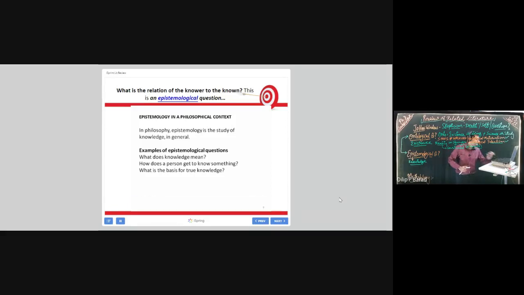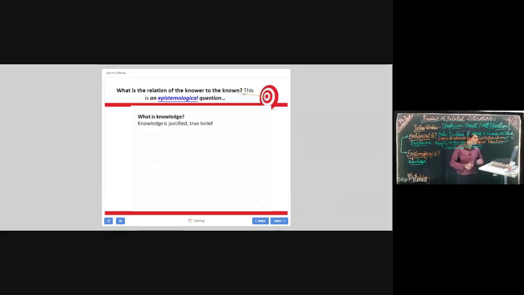What does knowledge mean, and how does a person get to know something, and what is the basis for true knowledge? What is knowledge? Some say it's justified true belief. It means that a person must be able to justify the claim, and the claim itself must be true, and the person must also actually believe in it.